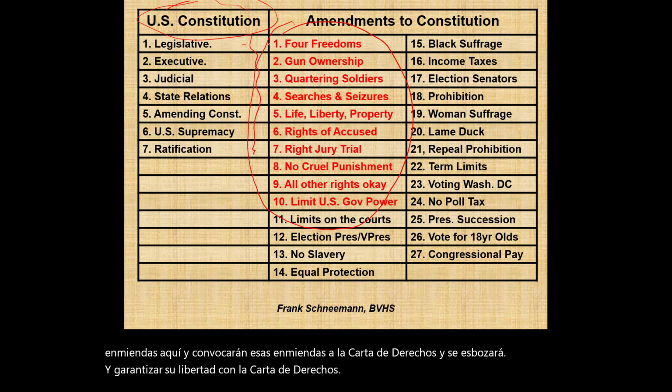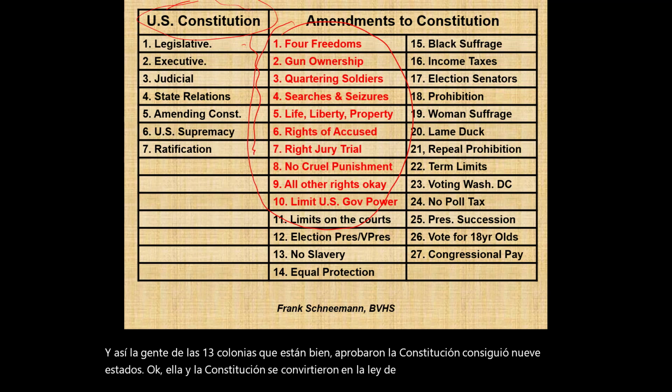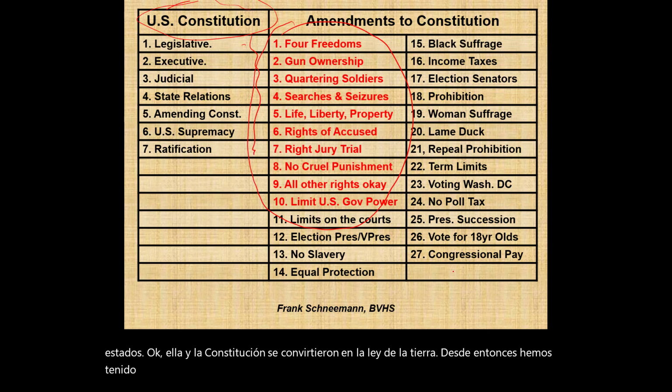And so the people in the 13 colonies said, okay. They passed the Constitution, got 9 states to okay it, and the Constitution became the law of the land. Since that time, we've had amendments from 11 to 27. We'll cover those in a different section. Today, we're only going to cover the first 4. So let's get started, okay?